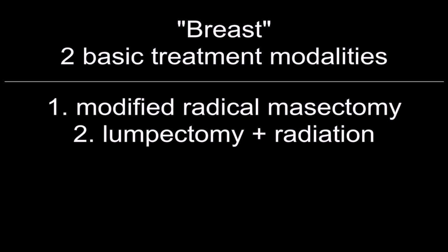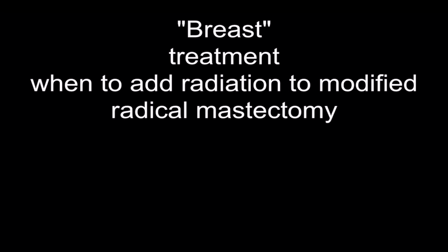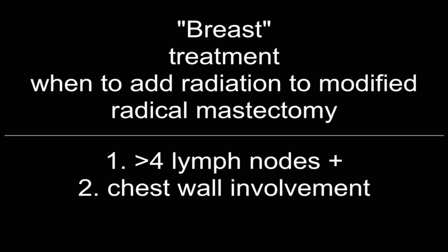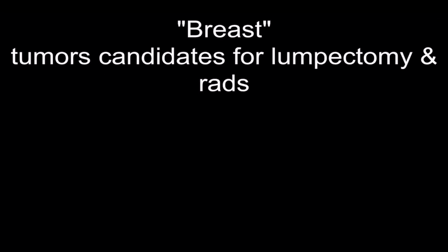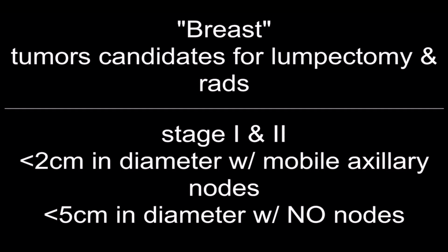Two basic treatment modalities for breast cancer: modified radical mastectomy, or you can do lumpectomy with radiation. When do you add radiation to modified radical mastectomy? Whenever you have greater than 4 lymph nodes positive, or if you have chest wall involvement. Tumor candidates for lumpectomy and radiation: stage 1 and 2, greater than 2 centimeters in diameter with mobile axillary nodes, or greater than 5 centimeters with no nodes.